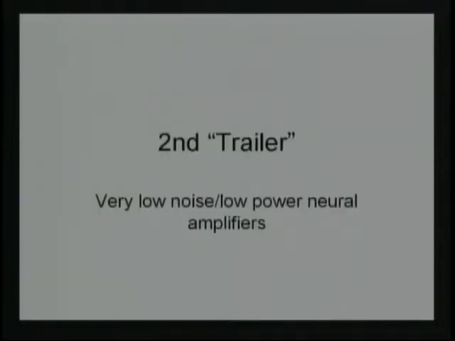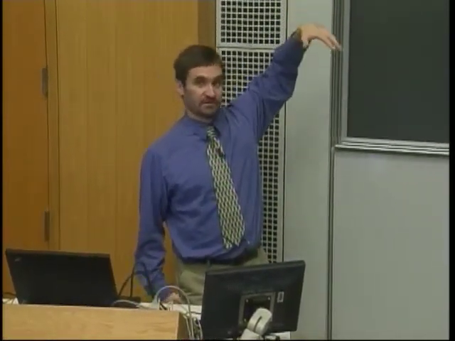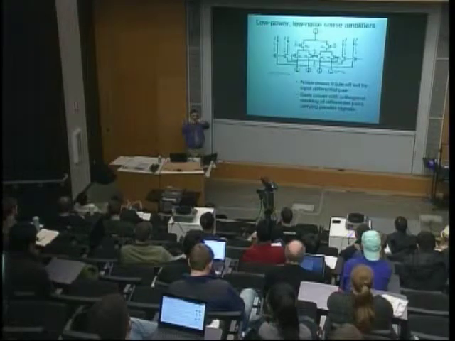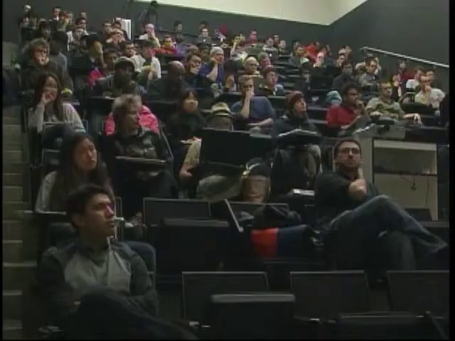My second trailer will be briefly on some work we've been doing on low noise, low power neural amplifiers. Basically the idea behind this is to use power savings techniques that come out of the radio world, which is basically reusing bias current multiple layers, but apply them to baseband low-frequency circuits. Our trick has been to use essentially a fractal structure where we encode our signal in a more and more intermixed way, but in the process save a lot of power.